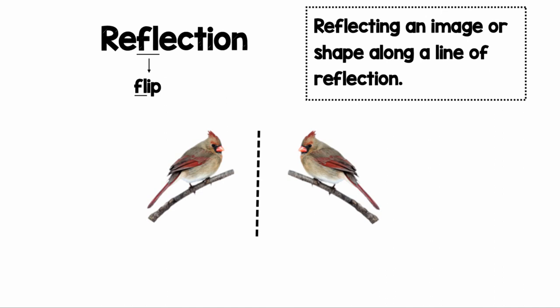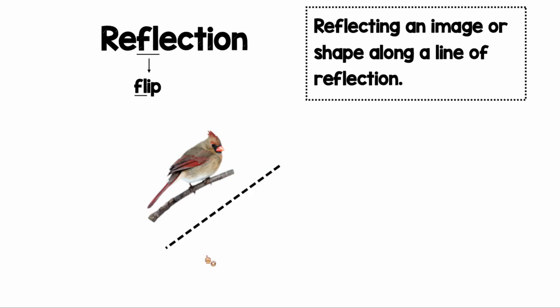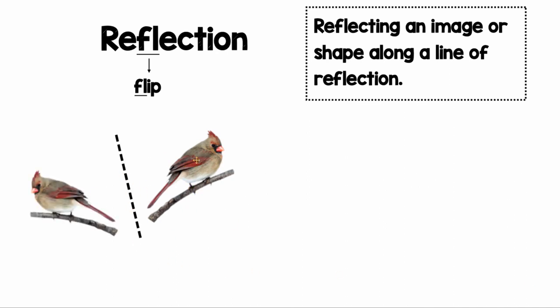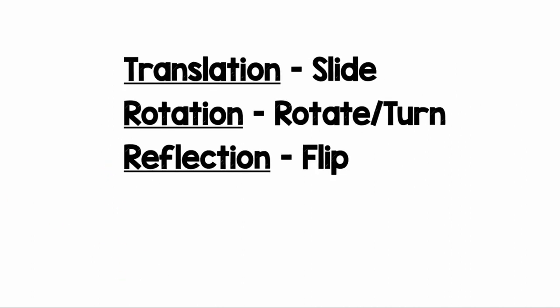I could make some different lines of reflection though for this cardinal. For instance, I could make one that kind of goes diagonal underneath. So what's going to happen is it will flip along this line of reflection. Another example, I could flip along this side of reflection. You'll see the exact mirror image along that line. So just to recap, translation means slide, rotation means to rotate or turn, and reflection just means to flip, specifically along the line of reflection.